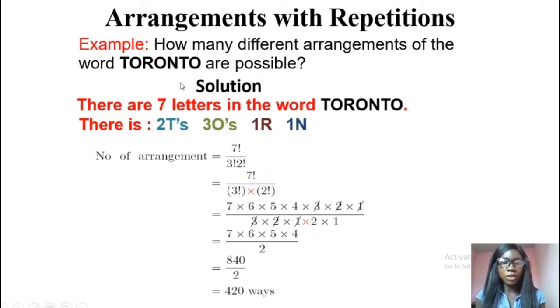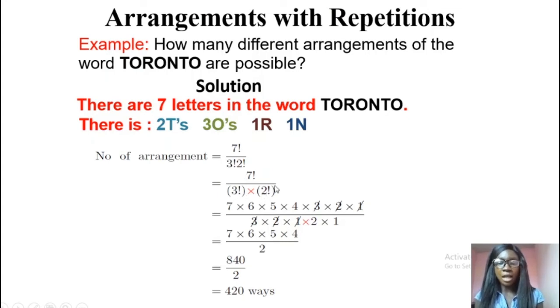How do we arrange the word Toronto? You first of all count the letters you have, which is your n. We have 7 factorial, divided by, now you check the ones that are repeated more than once. We have 2 T's and we have 3 O's. So we put 3 factorial, which is for O, times 2 factorial, which is for T.